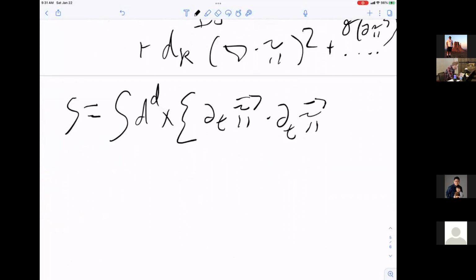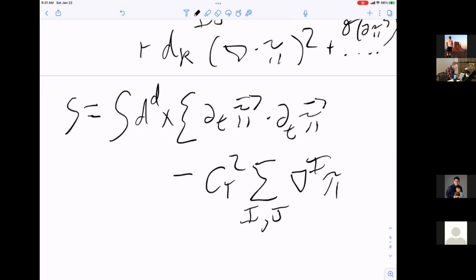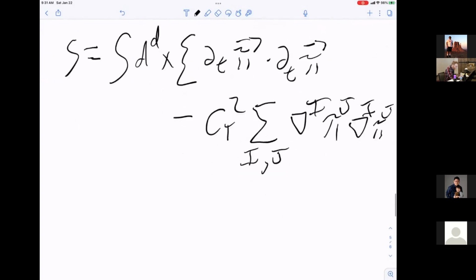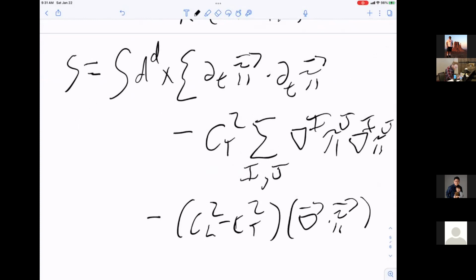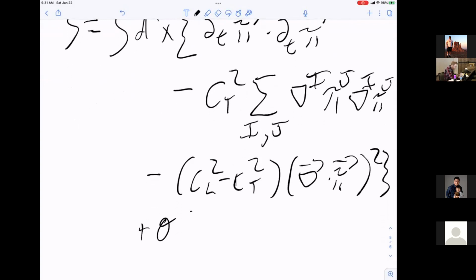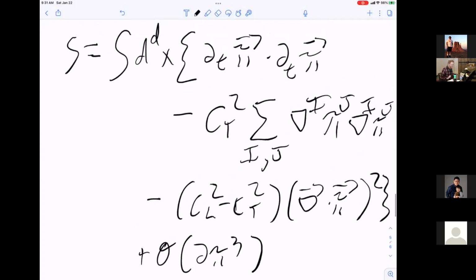And so the only other things that you can get is some term that is sensitive. It looks like this. And then my divergence term. And that's my action. Yeah, that fits, doesn't it?